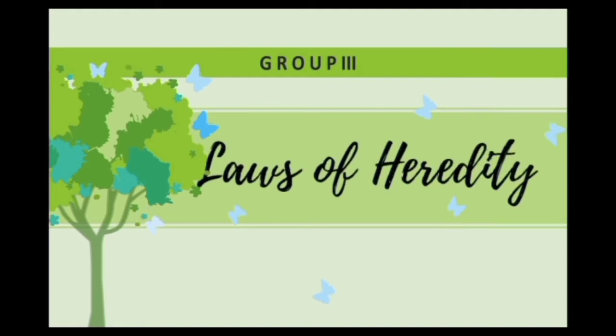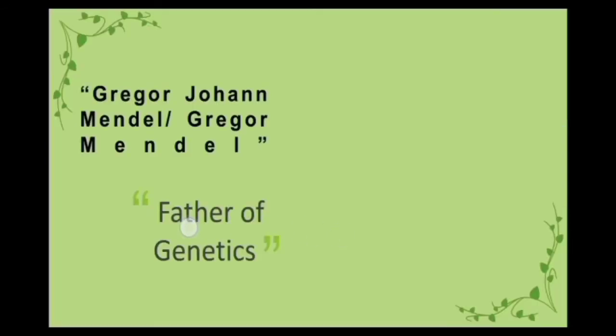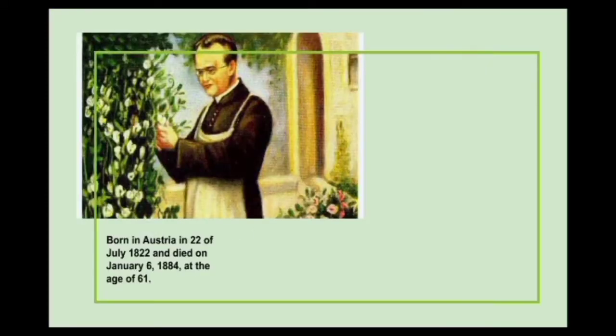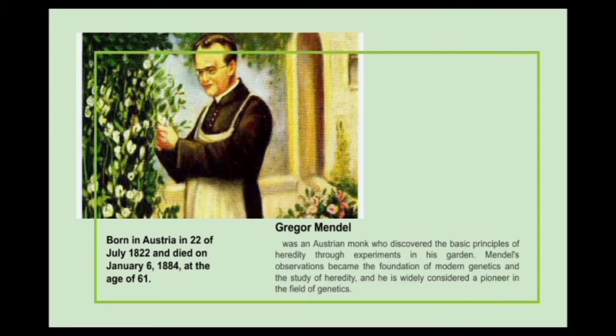Before we discuss the 3 laws of heredity, we will first introduce who Gregor Johann Mendel, or Gregor Mendel, is, also known as the father of genetics. He was born in Austria on July 22, 1822 and died on January 6, 1884 at the age of 61. Gregor Mendel was an Austrian monk who discovered the basic principles of heredity through experiments in his garden. Mendel's observations became the foundation of modern genetics and the study of heredity, and he is widely considered a pioneer in the field of genetics.